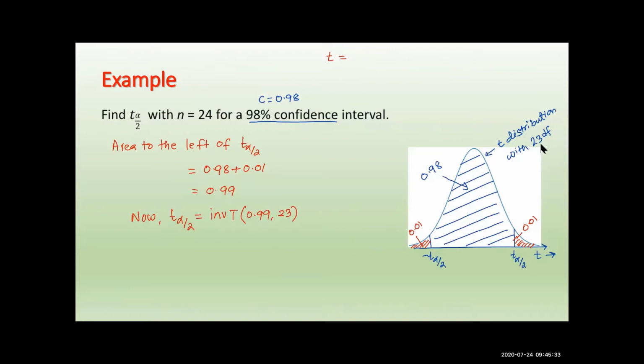T, any T, it can be T alpha over 2 or simply T, is equal to inverse T. Then you'll use the area to the left of T, and then you'll write the degree of freedom. This is what you'll do in your TI-84 calculator to get that T value. This is the calculator prompt that you need to remember. Let me share my calculator now.